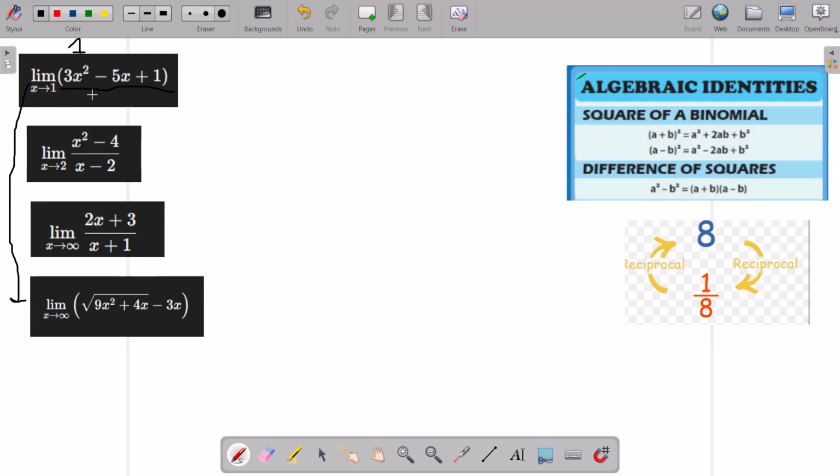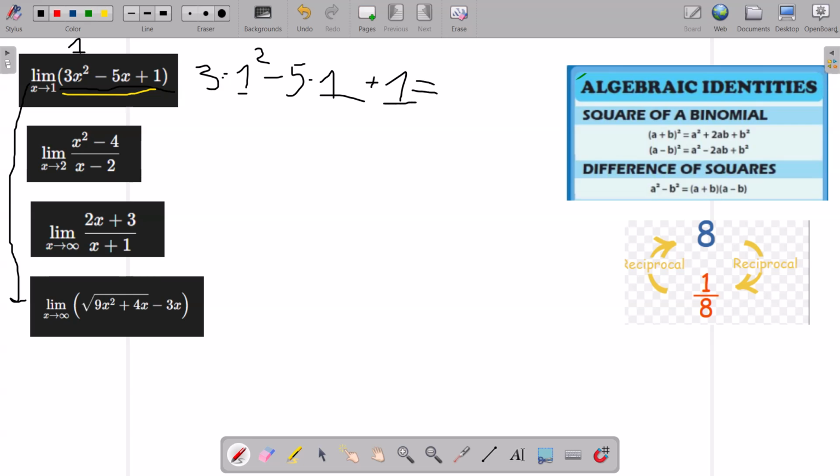Okay, so case number one, as you can see, limit for x approaching 1, and this is a simple expression, polynomial without any denominator. So for this kind of expression, we can simply plug in the value of x, which is 1. So it will be 3 times 1 to the power of 2 minus 5 times 1, because x is approaching 1, so we can replace x with 1, plus 1.